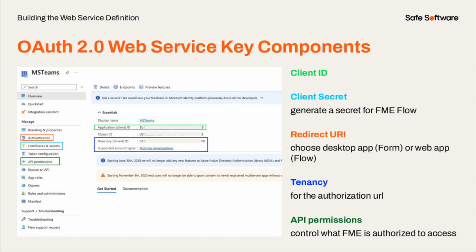So then I mentioned on the last slide the authorization URL, and there are a few things that make that up. One of them will be the tenant ID, which you can see in the dark blue box.